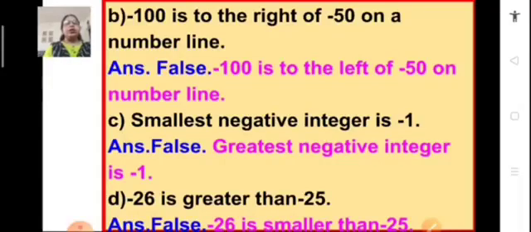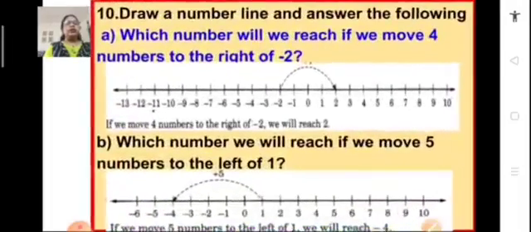C, smallest negative integer is negative 1. False, the negative 1 is the greatest negative integer. D, negative 26 is greater than negative 25. This is also false. Negative 26 is smaller than negative 25. Now we come to the next question, question number 10.